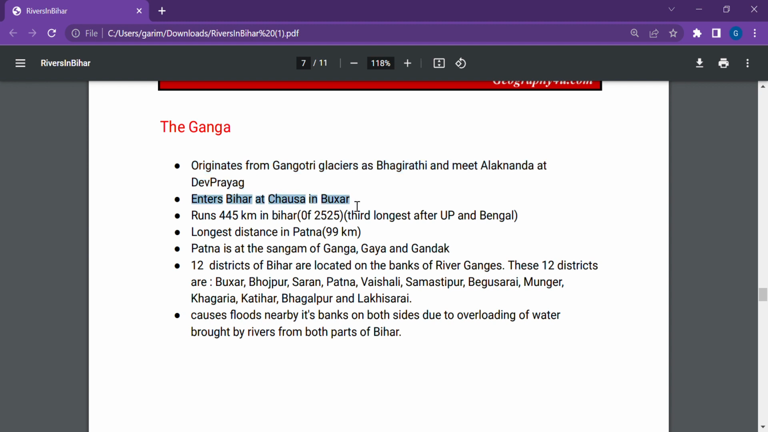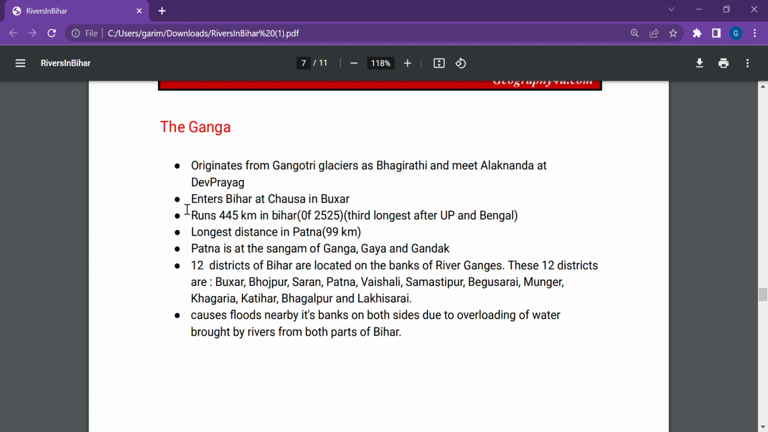Buxar has a very important significance in the history of Bihar. Why? Because in the year 1539, a battle was fought between Sher Shah Suri and Humayun, and in that particular battle, Sher Shah Suri won decisively. After winning the battle, he was awarded the title of Sher Shah.